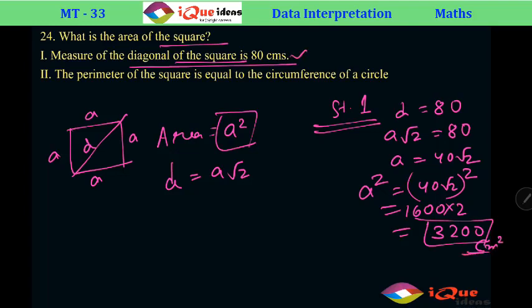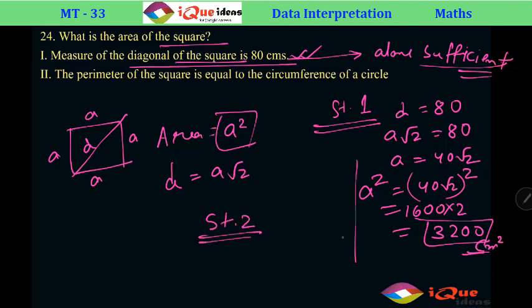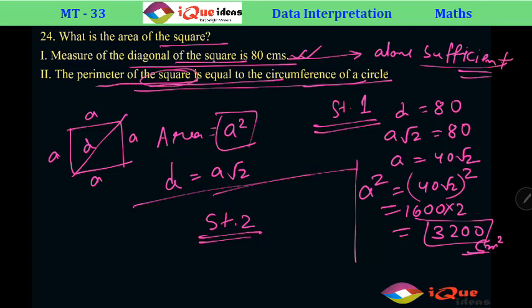That means first statement alone is sufficient to answer the question. Please understand, first statement alone is sufficient to answer the question. The question was, what is the area? We have calculated the area only from the first statement without looking at the second statement. Now look at statement 2 without looking at the first statement, okay? Now the perimeter of the square is equal to the circumference of a circle, but this does not give any value, right? It only gives a relation between a square and a circle. I repeat, do not look at the first statement when you are considering the second statement alone, okay? So no values. That means statement 2 is not sufficient, right?